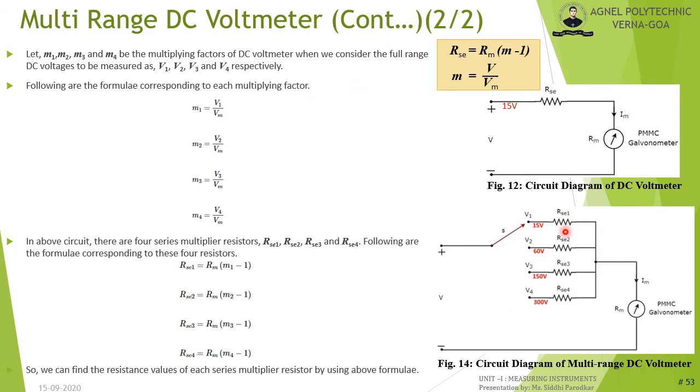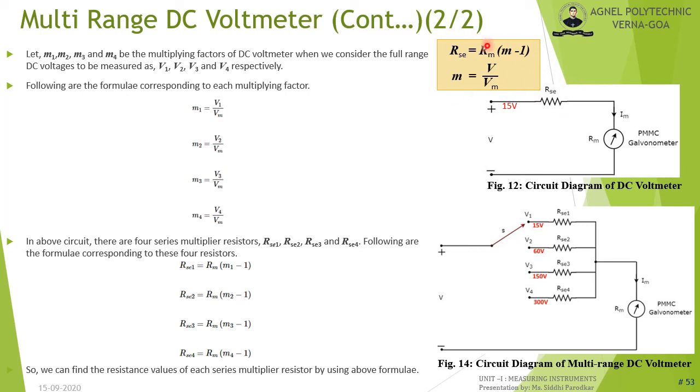This is a multi-range DC voltmeter with the 4 resistors RSE1, RSE2, RSE3 and RSE4 with the corresponding full range DC voltages to be measured as V1, V2, V3 and V4 respectively. The multiplying factors corresponding to these ranges are M1, M2, M3 and M4 respectively. In the previous slide, we have derived the equation for RSE, that is series multiplier resistor, and the multiplying factor M corresponding to the DC voltmeter with a single series multiplier resistor.